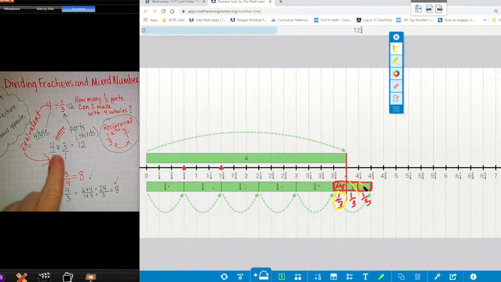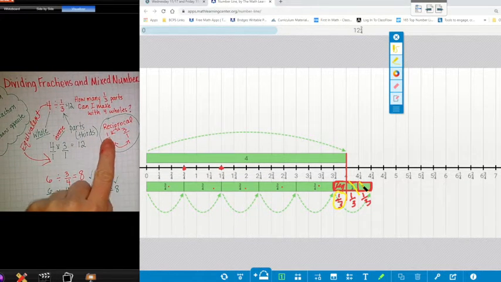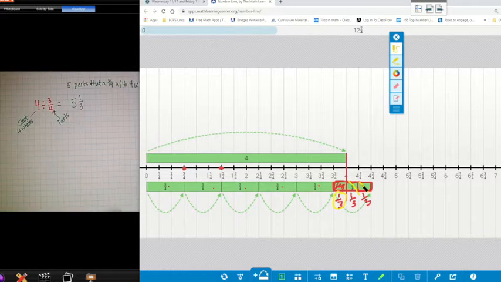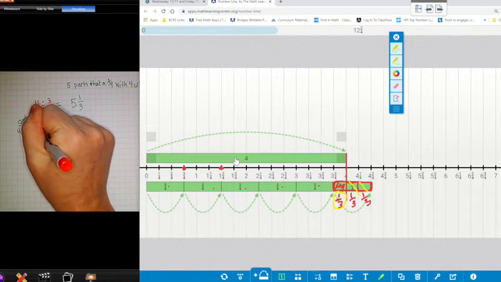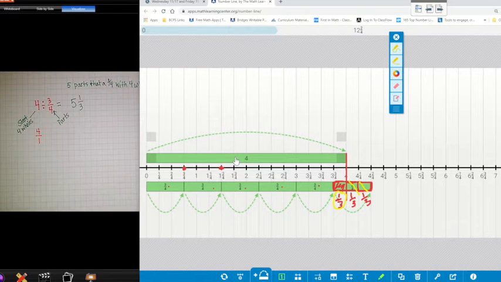Remember we talked about the inverse and the reciprocal. So let's see if that applies. Remember, we don't change the first number because we're not changing what we're dividing by. We're not dividing, we're keeping 4. We're not changing that. So let's keep the 4, but I'm going to write it as a fraction, 4/1.